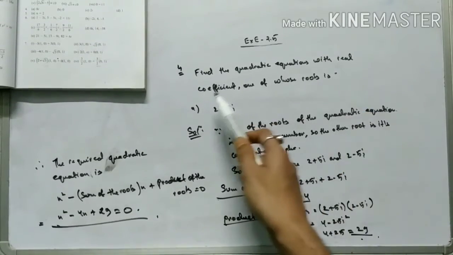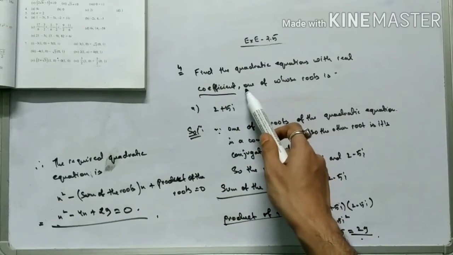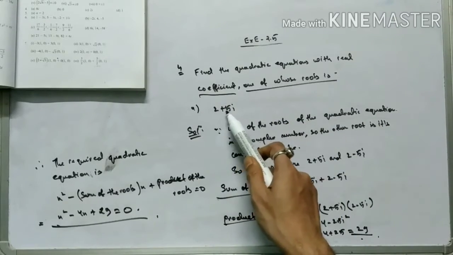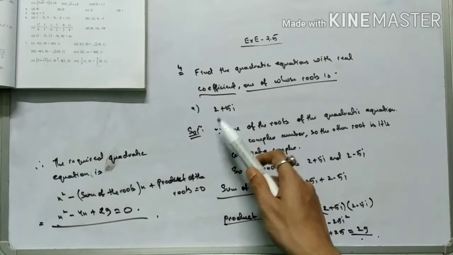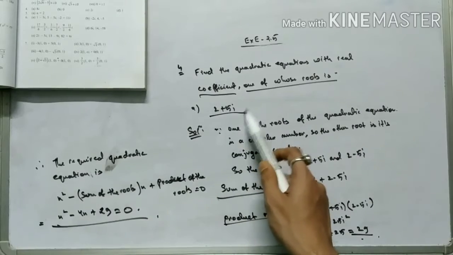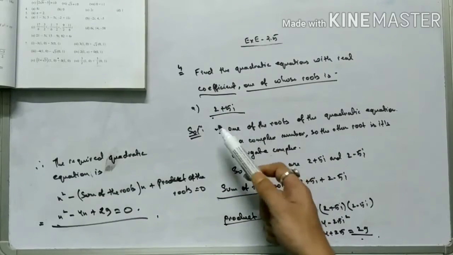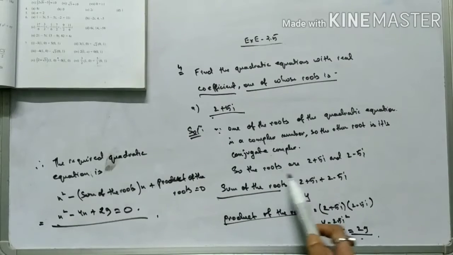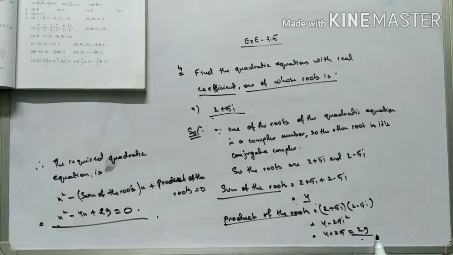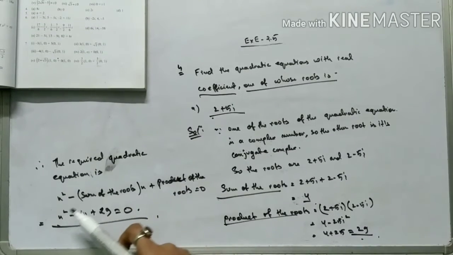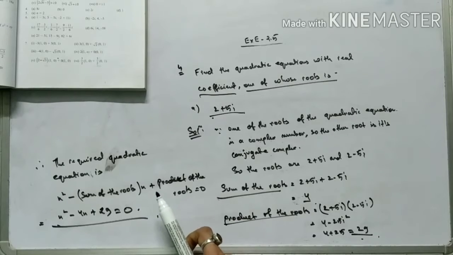Find the quadratic equation with the real coefficient, one of whose roots is this one. So since one of the roots of the quadratic equation is a complex number, so other root will be its conjugate. Understand? So the roots are 2 plus 5i and 2 minus 5i. Sum of the roots 4, product of the roots 29. So the required quadratic equation is x square minus sum of the roots into x plus product of the roots is equal to 0. So x square minus 4x plus 29 is equal to 0. This is your answer.